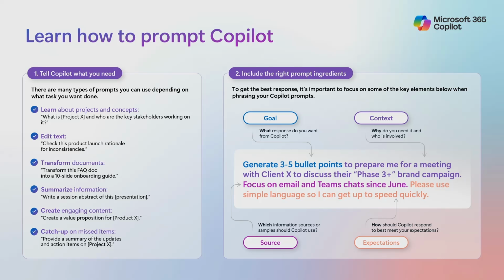Now that we know where Copilot lives, let's talk about how we can best prompt Copilot. Here are just a couple of tips. With a Copilot license assigned, you can ask Copilot information about your organization. Tell me about Project X, which stakeholders are working on it, for example. Without a license, you have Copilot's help to edit text, transform documents into another type of document or some other piece of information, summarize content, and much more.